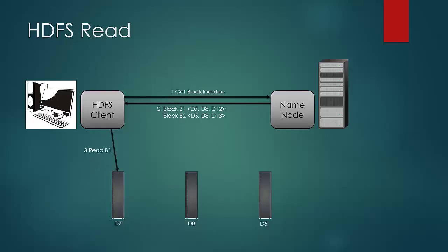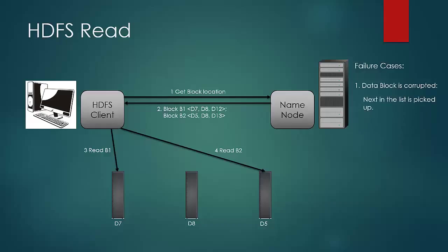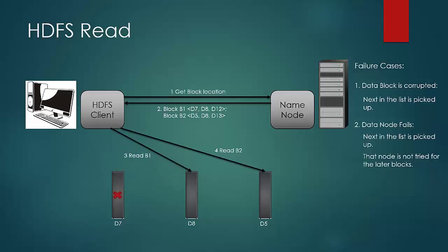Let us again look at the failure cases that can happen while reading. There can be two failures. First, the data block is corrupt. In that case, the next data node containing the block is contacted. Second, if the data node itself fails, let us say D7 fails while the block B1 was being read, then the next node in the list would be contacted. In this case, the client would make a note that D7 is a bad data node and would not consider it later if it appears in another list.